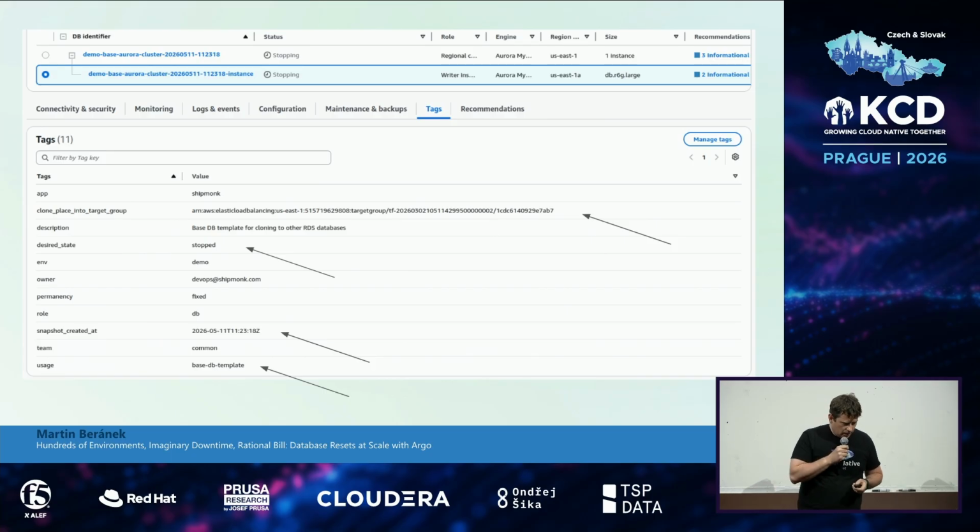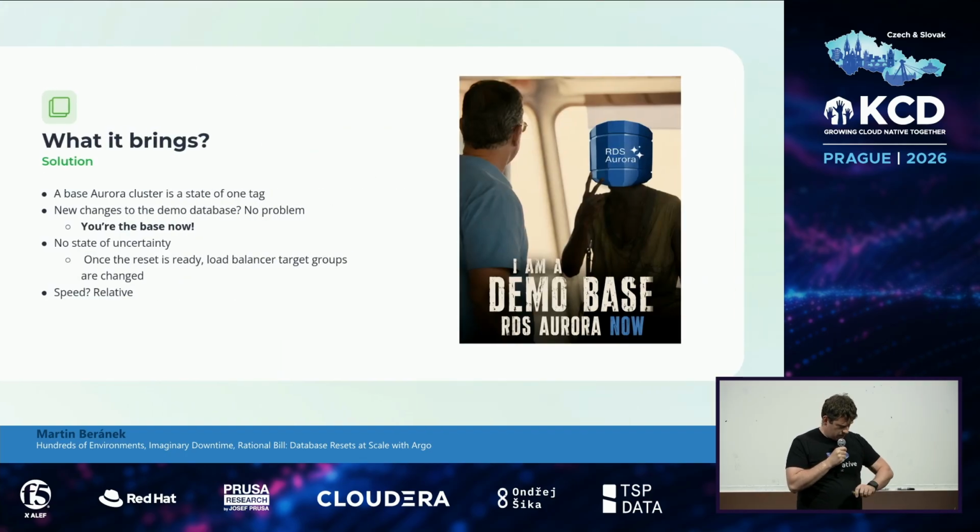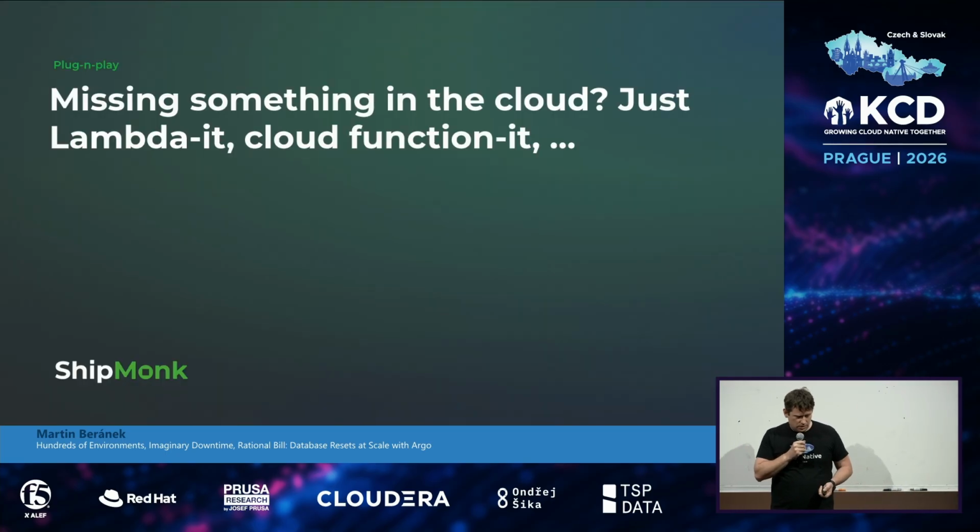One other kind of funny one, the clone place into the target group one. It's just a small Lambda which checks the RDS endpoint and puts it behind the correct load balancer. I have a few words about it afterwards. So basically, you can just switch the demo database based on the tag, and once the workflow is done, it's going to be considered as a new clone.